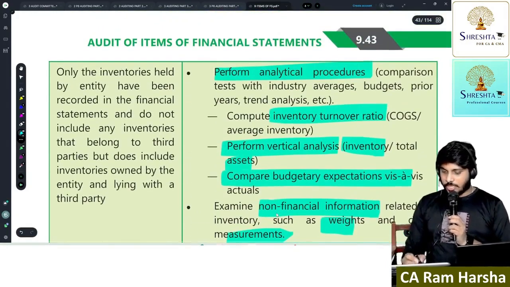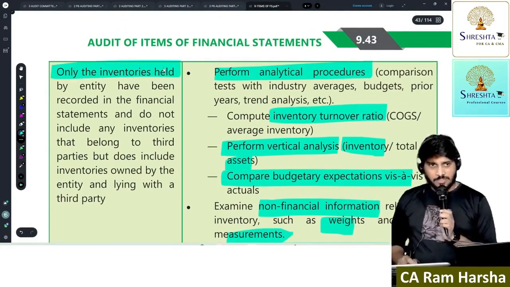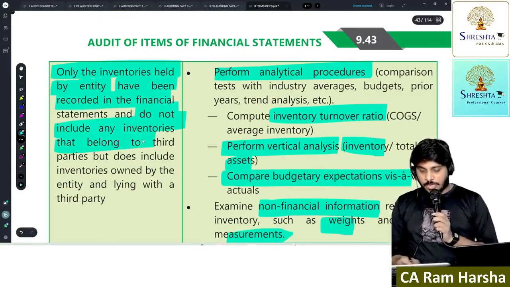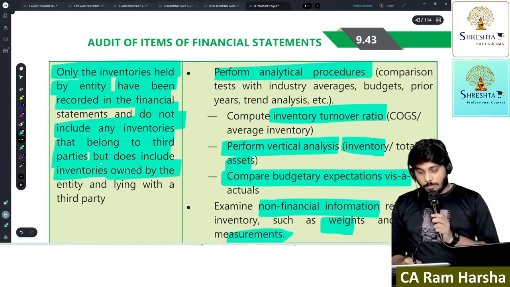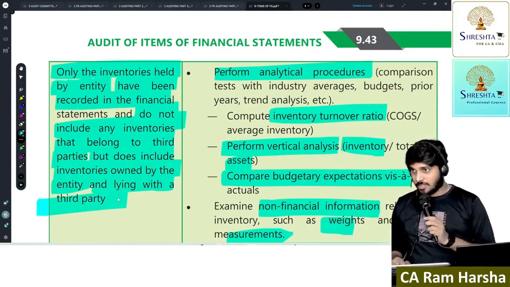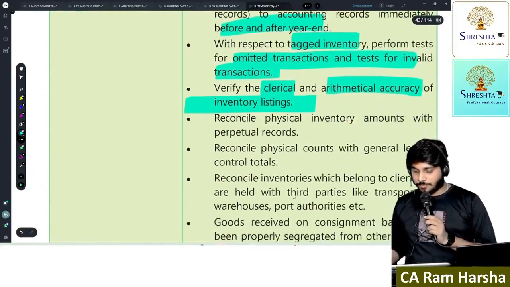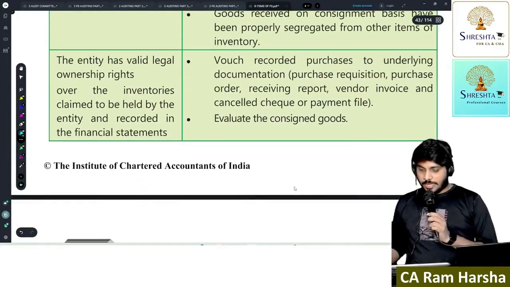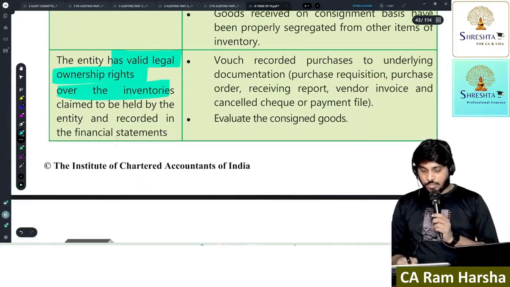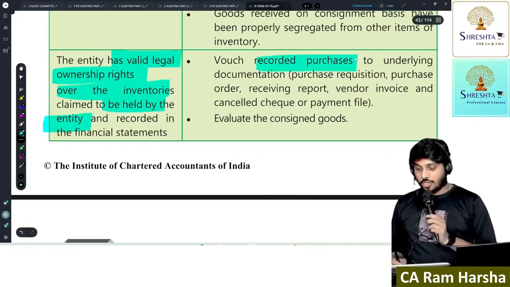Here, what are the audit objectives? How do you verify that only inventories belonging to the entity have been recorded, and that they do not include inventory belonging to a third party, but do include inventories owned by the entity lying with a third party? How do you verify? So verify all these points. The entity has valid legal ownership rights over the inventories which are held by the entity and contained in the records. Look at the purchase documents.